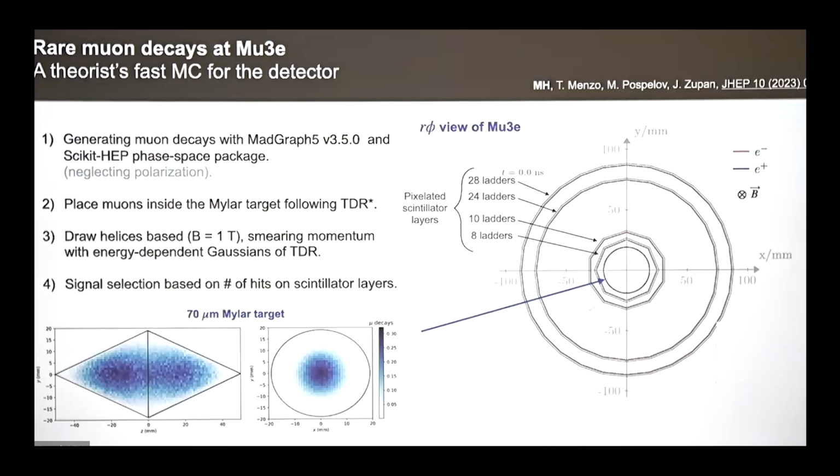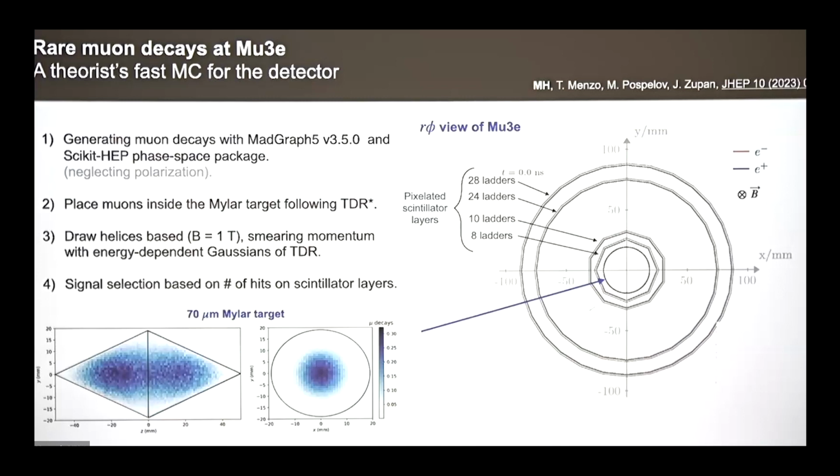Muon decays are generated through MadGraph, and some of the easier two-body decays in the dark sector through a phase space package from scikit-hep. We neglect polarization. We place the muons inside of the Mylar target following the specifications in the TDR. So you can see here the density of the decays and where they happen. We draw the helical trajectories based on the 1 Tesla magnetic field, smear the momentum following the TDR, and then we can apply our signal selection following how many hits were observed.